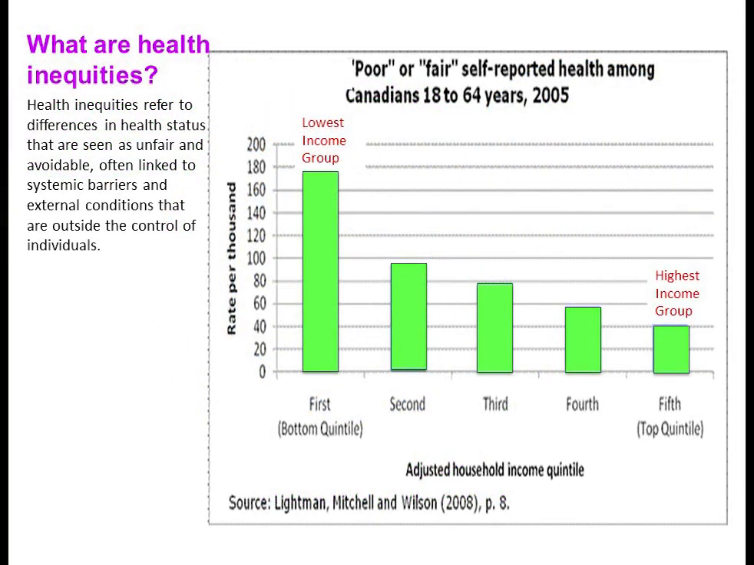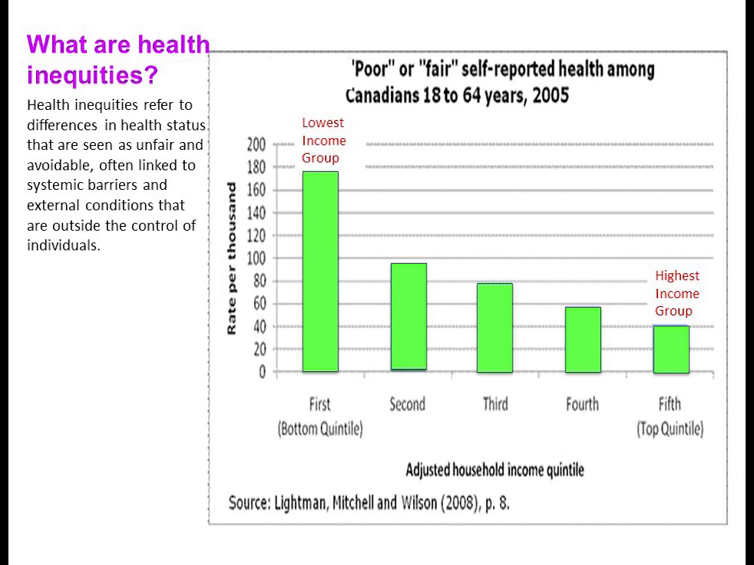So what are health inequities? Well, they are the differences in health status that are seen as unfair and avoidable, and they're often because of systemic barriers that are external to the control of individuals. So what does that look like? Well, income is one that is often used to highlight where inequities in health are occurring.